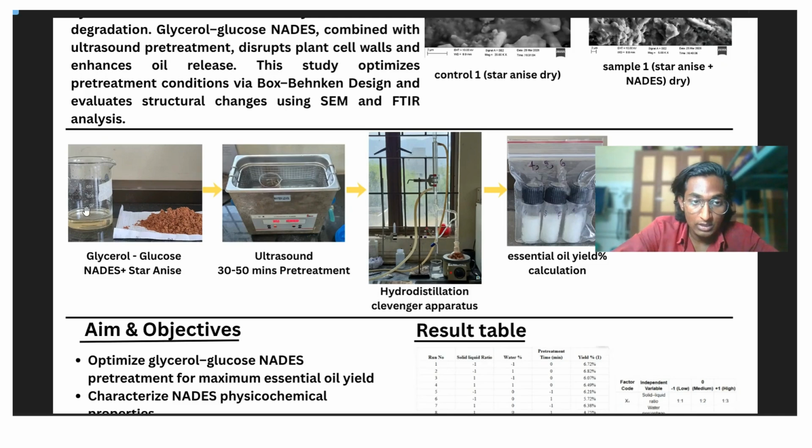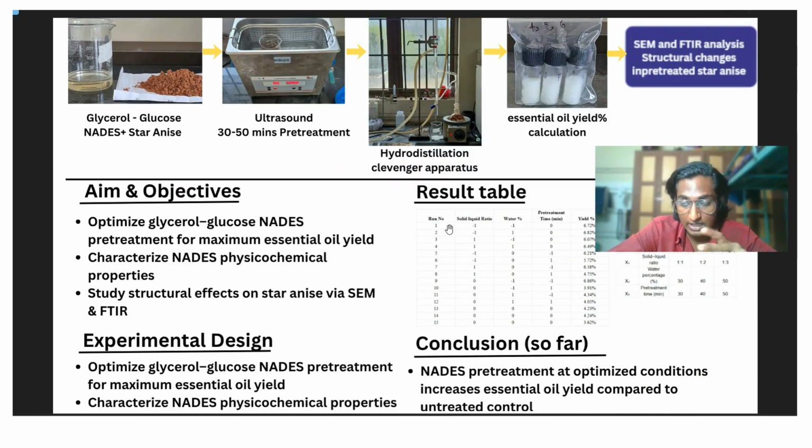As we can see, the glycerol and glucose are mixed together and ultrasounded for 30 to 50 minutes. Okay, I'll come to the table first. I'm using the Box-Behnken Design, which helps me calculate the results in a more optimized way. I do 15 runs, and in all the runs the values are different. For example, -1 is low, 0 is medium, and +1 is high. For the pre-treatment time, if the value is 0, it is 40 minutes, and if it is -1, it is 30 minutes.